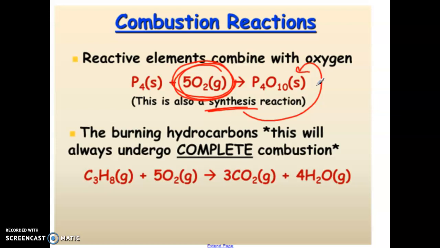Okay, so hydrocarbon reactions. Here's an example of a hydrocarbon. We know it's a hydrocarbon because it's just carbons and hydrogens. And of course, we know it's combustion because it has oxygen there. So whenever you are doing combustion with a hydrocarbon, this will do what is called complete combustion. Okay, so we'll go to the next part where we'll talk more about complete combustion.